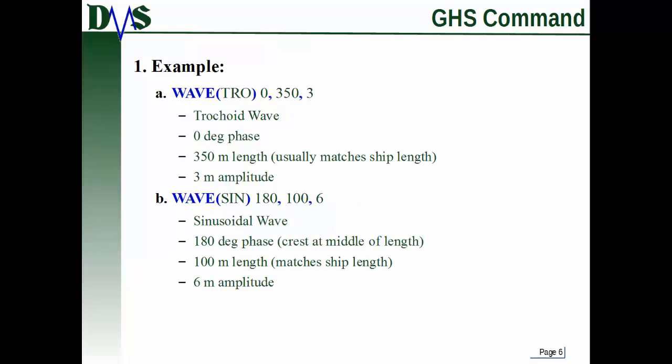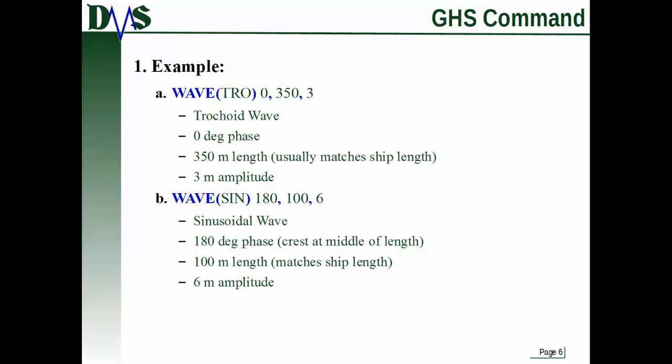So here are a few examples. We've got wave TRO at 0, 350, and 3. So the TRO tells us it's a trochoid wave. The 0 is the phase angle. So this is 0 degree phase, meaning the crest is right at your origin. 350 is our wavelength. So that's a 350 meter long wave. Usually your wavelength is going to be set to match whatever your ship length is. That usually creates the worst condition. And then 3 stands for a 3 meter wave amplitude, which is actually the crest to trough height.